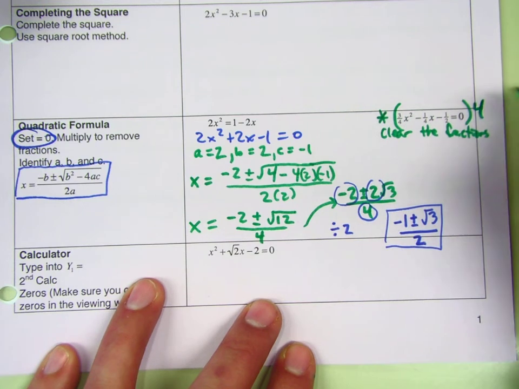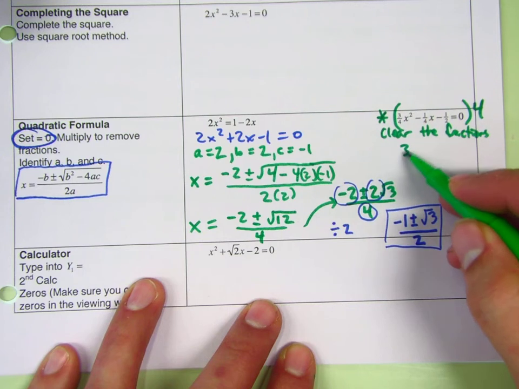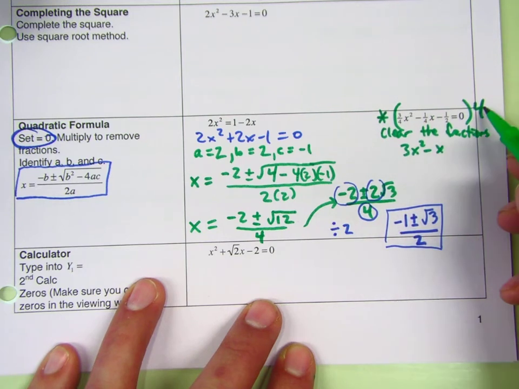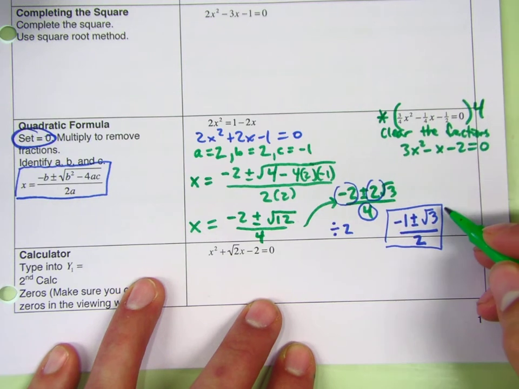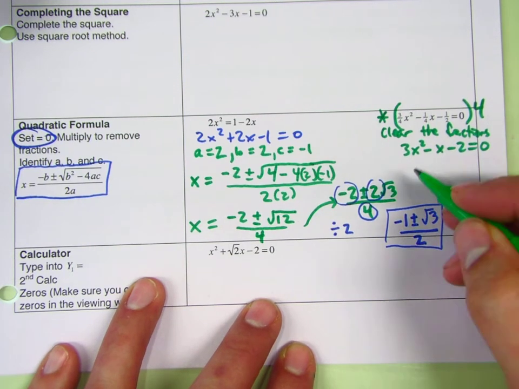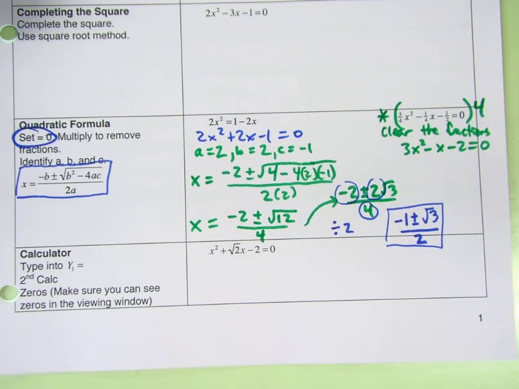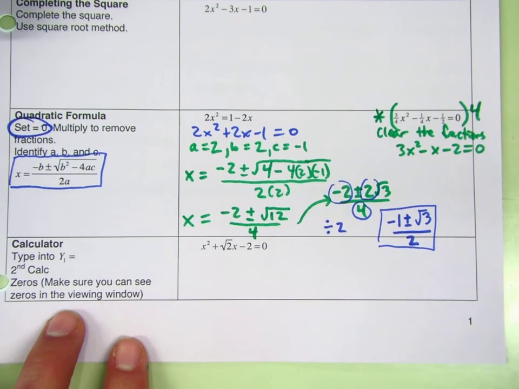Multiplying everything by 4, what does that leave you with on the left-hand side? 3x squared minus 1x, and then 4 times a half, 2. And then now I would run the quadratic formula with a nice number. You're not going to get it wrong if you keep the fractions. It's just tedious to have all those fractions in there. This is much easier to deal with. Any questions so far?